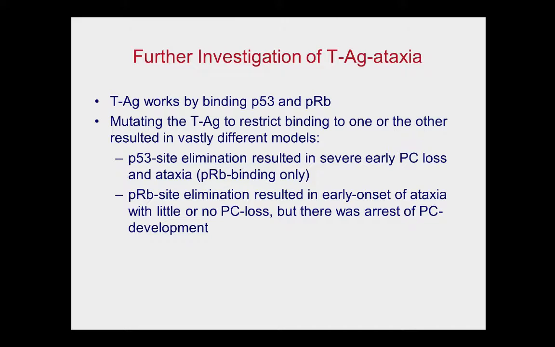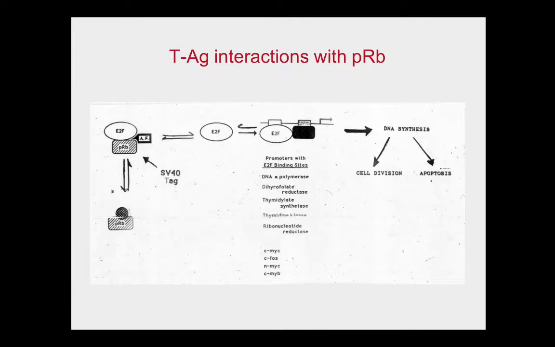When they eliminated the retinoblastoma protein binding site, then there was kind of an interesting pattern. The animals became very ataxic, but they didn't really lose Purkinje cells, but the Purkinje cells didn't develop completely normally. So there was like arrested development in a sense. I'll show you what that looks like in a sec.